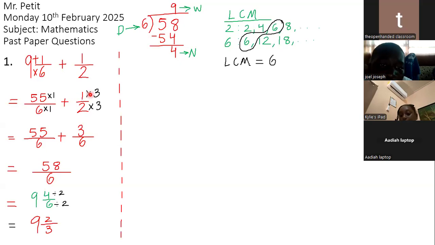And then after that, we have to find the LCM. We find the LCM by listing the multiples of 2 and listing the multiples of 6. Once you find the LCM, we're going to use it to make 6 the common denominator. Then we add 55 plus 3, which gives us 58. Then we divide 58 by 6, which gives us 9 and 4 over 6. All we need to do after that is simplify this fraction. So we divide top and bottom by 2, and that's how we got it.